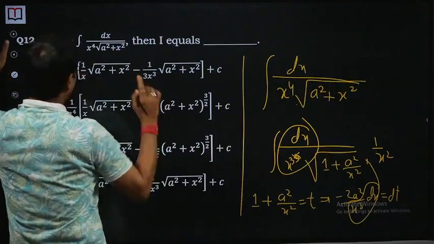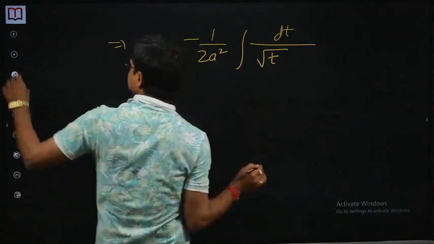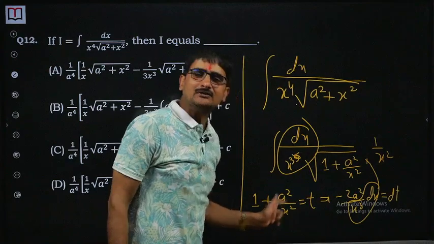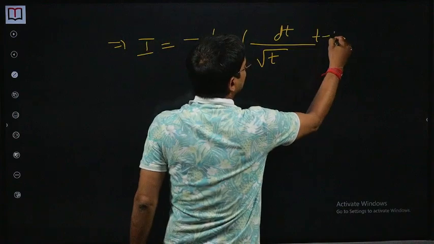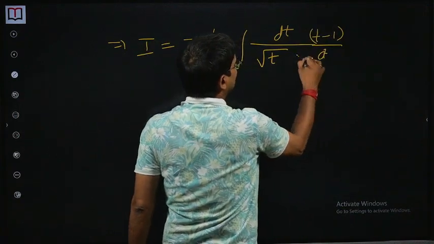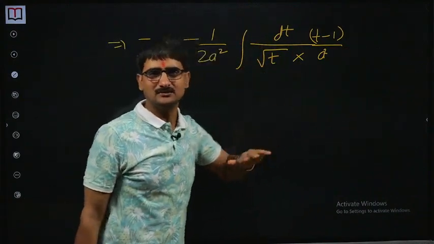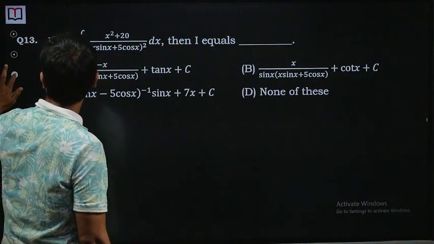And then it is under root of t, because I assumed it as t, and then 1 by x square from here, so it's t minus 1. Okay, so it's t minus 1 by a square. That's it. Now it's done. t by root t is root t, and 1 by root t, integral done. So that's it. Now moving to the 13th question.